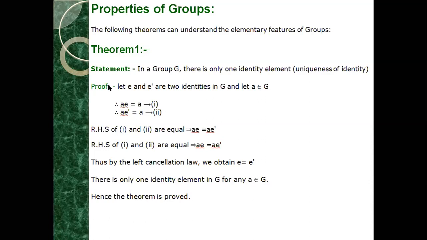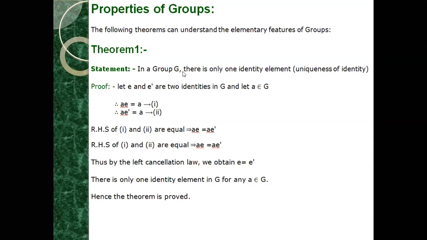so proof, let G star be a group. We have to prove this statement by contradiction. So we have to consider that the given group consists of two identity elements, those are e and e dash. So let e and e dash be two identities in G, and let a belong to Z. So consider e and e dash are two identities in G, and we take another element, a belongs to Z.